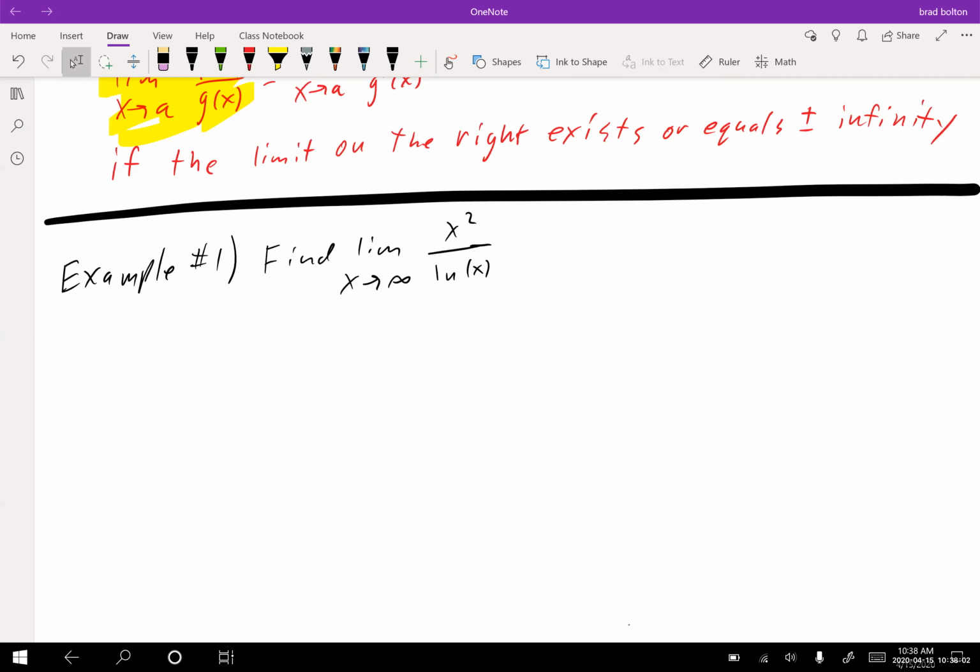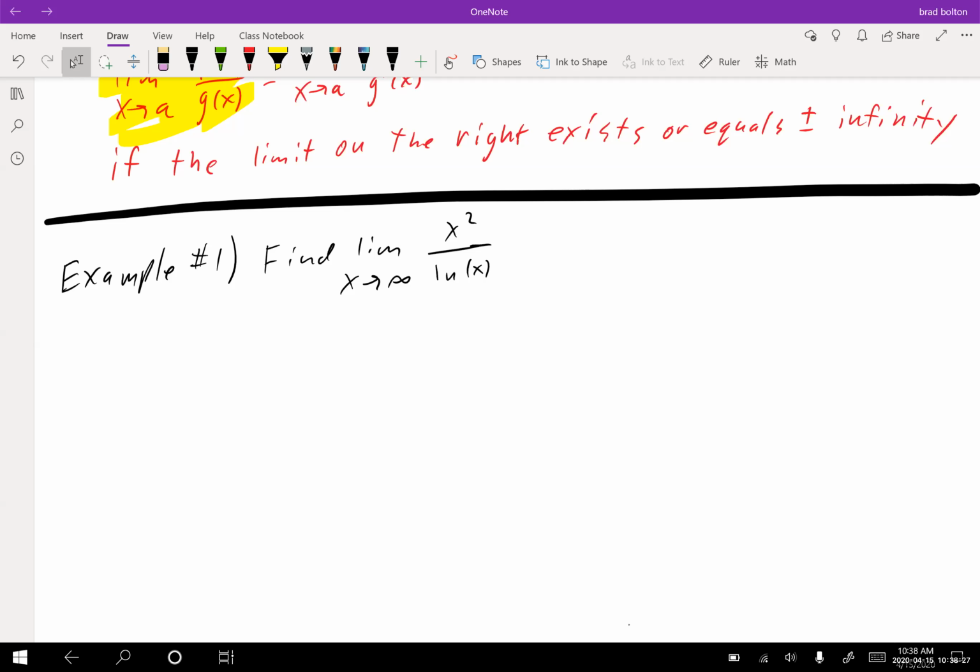So let's take a look at this problem. We have the limit as x approaches infinity of x squared over ln of x, all right? So here's the thing. You first must always check that you're going to get our indeterminate form of 0 over 0 or infinity over infinity. If you don't check that, you may end up using L'Hopital's rule when you're not supposed to, okay? So L'Hopital's rule only works with these cases, okay?